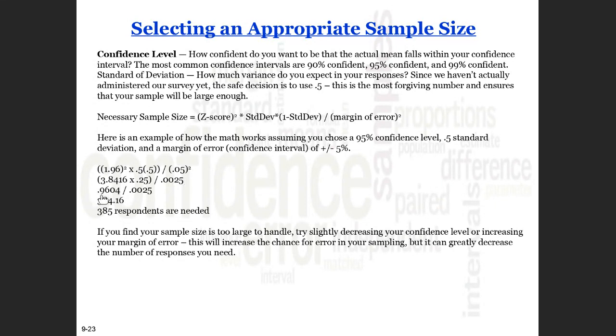And simplifying, we have 0.9604 divided by 0.0025. And we have 384.16 respondents. We're going to round down, so it should be 384. They rounded up to 385.